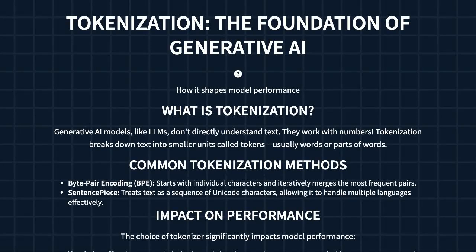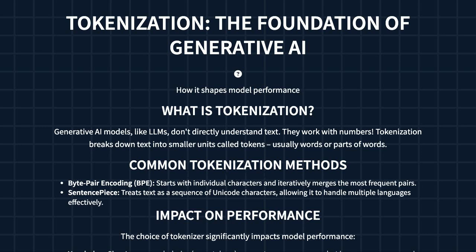Okay, let's talk about how text gets fed into these massive AI models. It starts with something called tokenization, essentially chopping up the text into smaller pieces that the model can understand. There are a few different ways to do this, like byte pair encoding and SentencePiece. BPE starts by treating individual characters as tokens and then combines the most common pairs over and over again. SentencePiece takes a slightly different approach, looking at the whole Unicode character set.